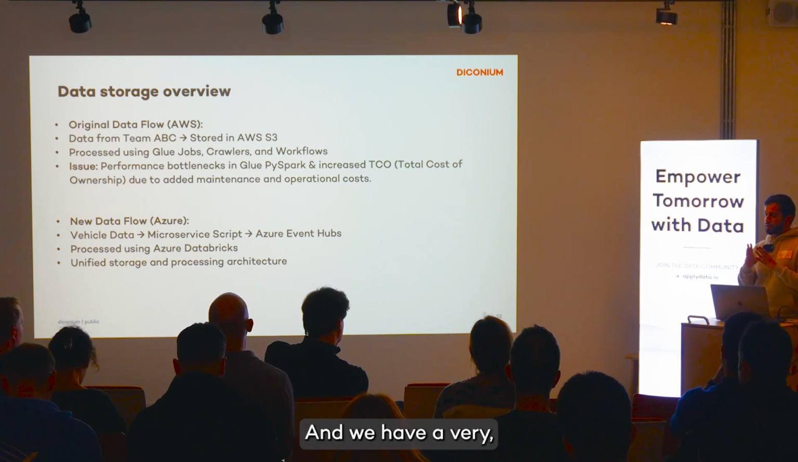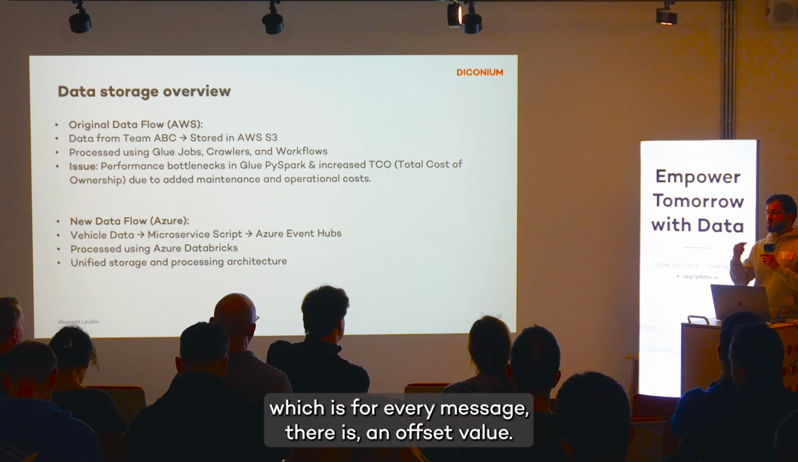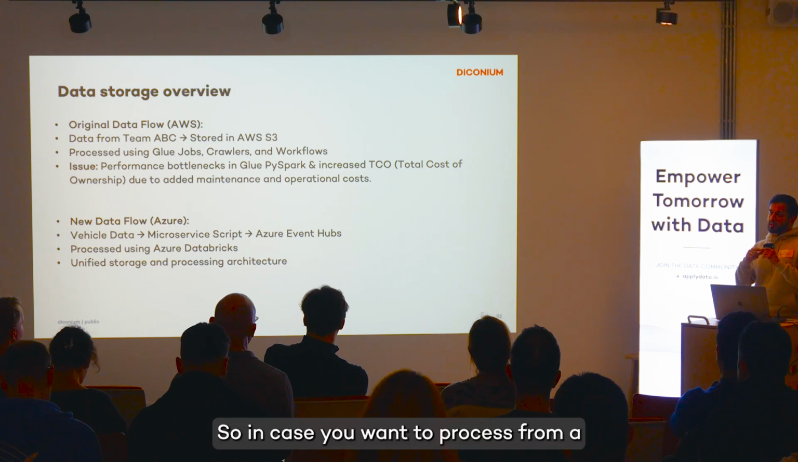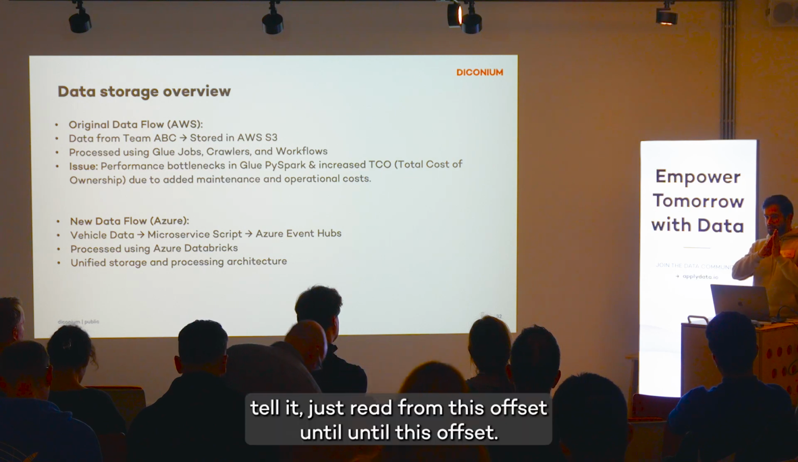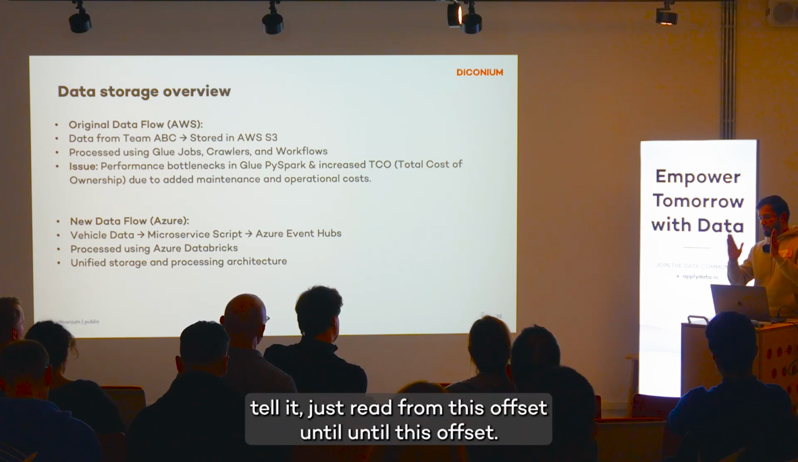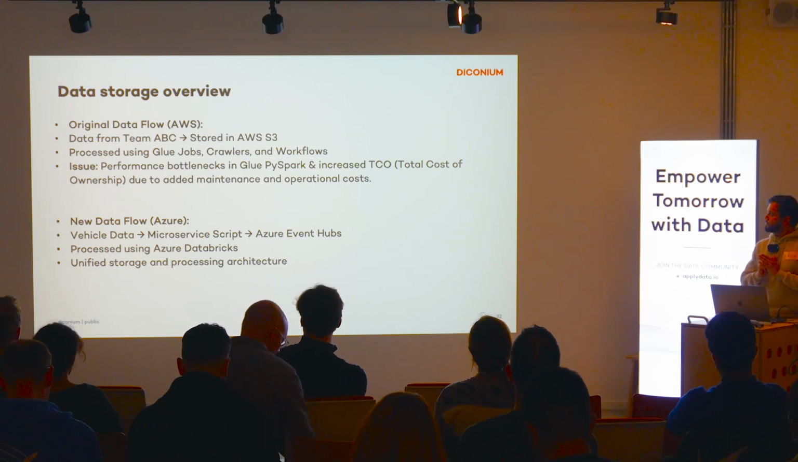There is also one more feature from Event Hub, which is that for every message there is an offset value. So in case you want to process for a certain period of time, you just have to pick the offset, tell it to just read from this offset until this offset, and then you can process that much data in case you want to reprocess.